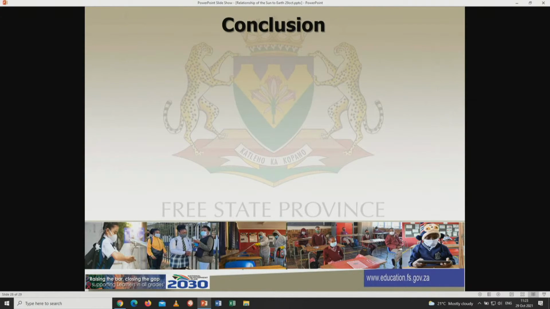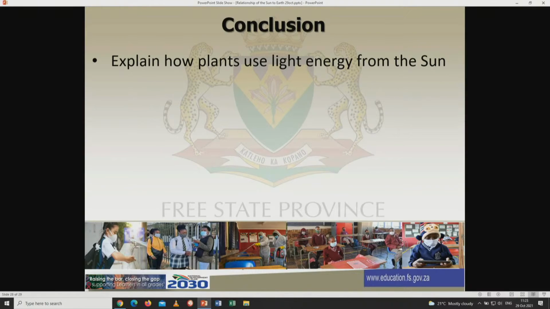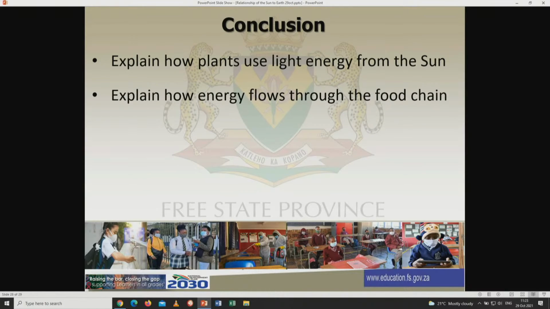Grade 7, as we conclude, remember our objectives were to explain how plants make use of light energy from the sun, explain how energy flows through the food chain, and describe the formation of fossil fuels. I hope we have achieved all our objectives.